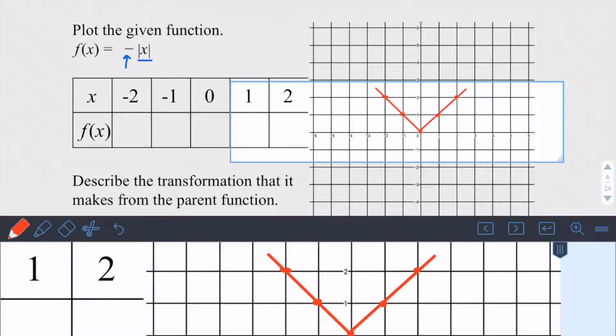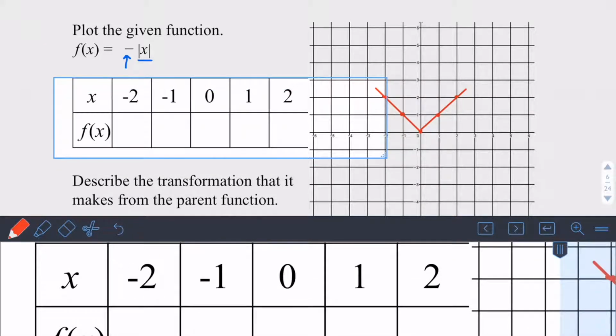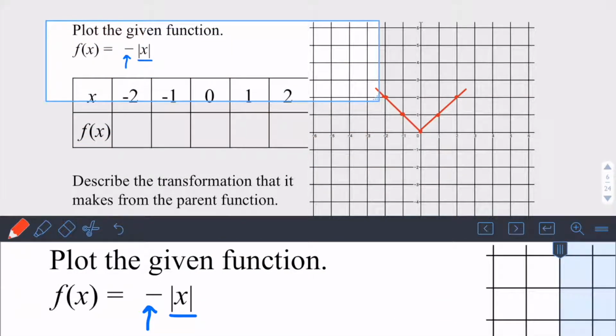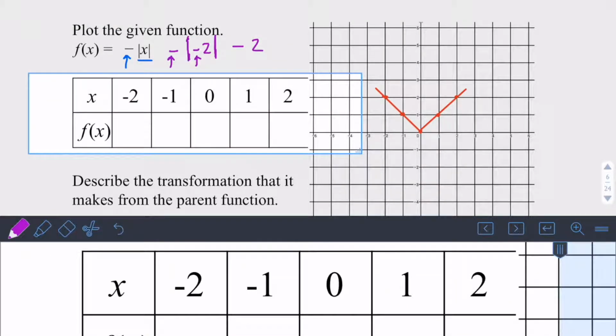Okay, so now that we have our parent function, I want to explore this on my graph. If I plug a negative 2 into the function, I'm going to get negative the absolute value of negative 2, which is going to give me negative 2, because the negative inside goes away with the absolute value bars. The negative outside stays. So if I plug negative 2 in, I'm going to get negative 2 out.